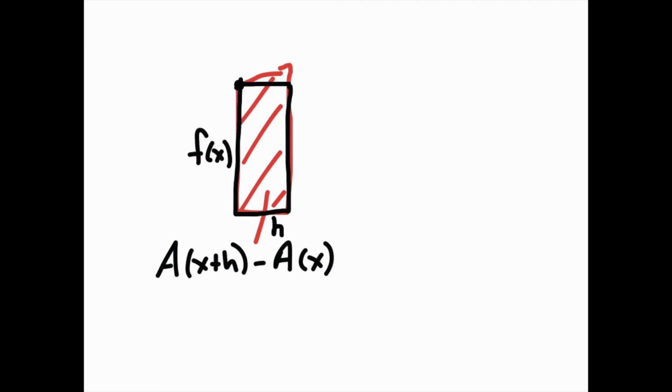Now as I approximate that area, I would just do the length times width. I would get f of x times h. So let's say that this area is approximately f of x times h. Now what's going to happen as h goes to 0? That's the interesting thing. As h gets smaller and smaller, we're going to have a closer and closer approximation to that area.